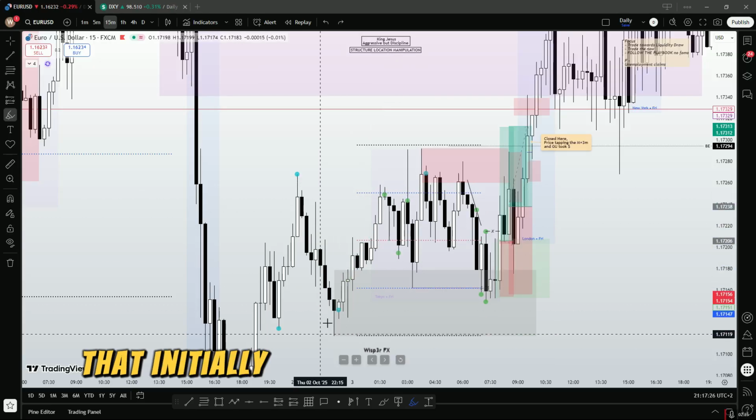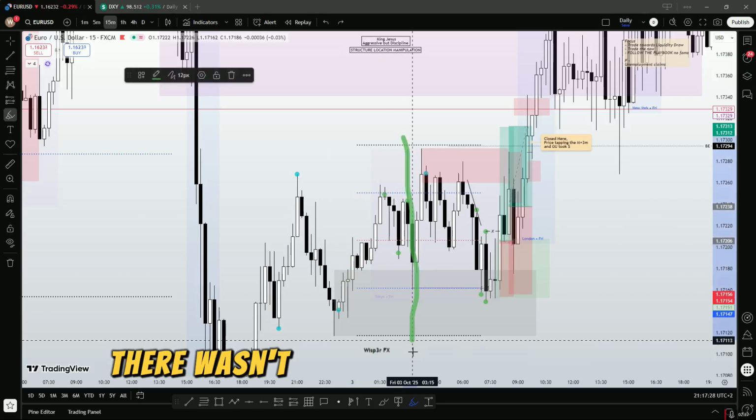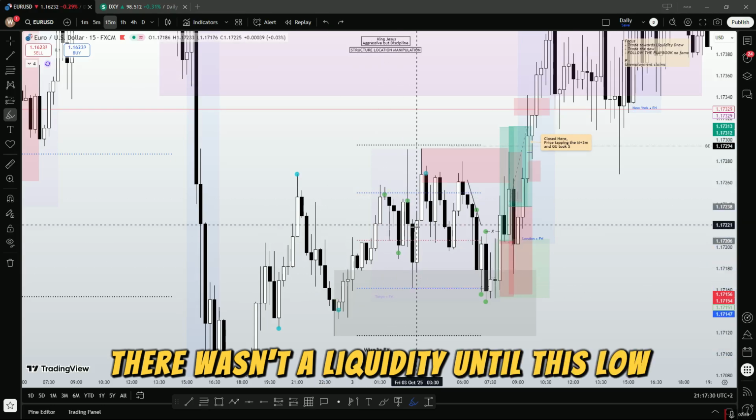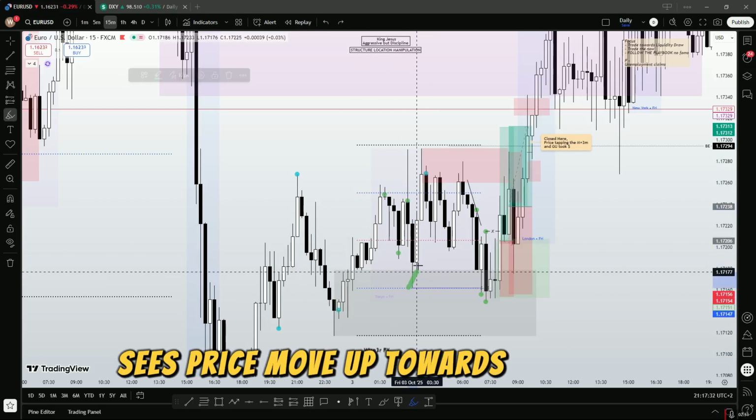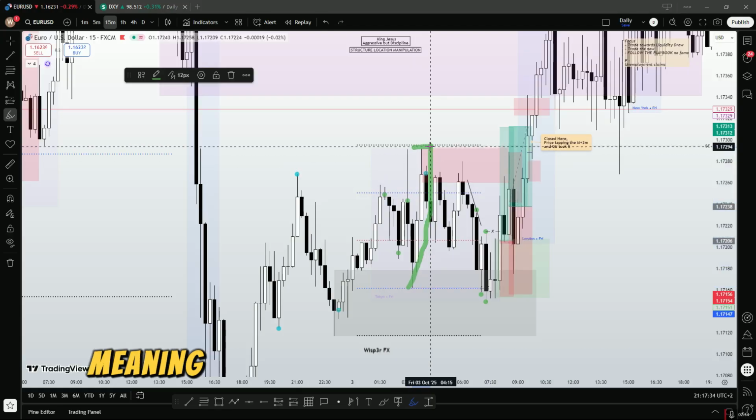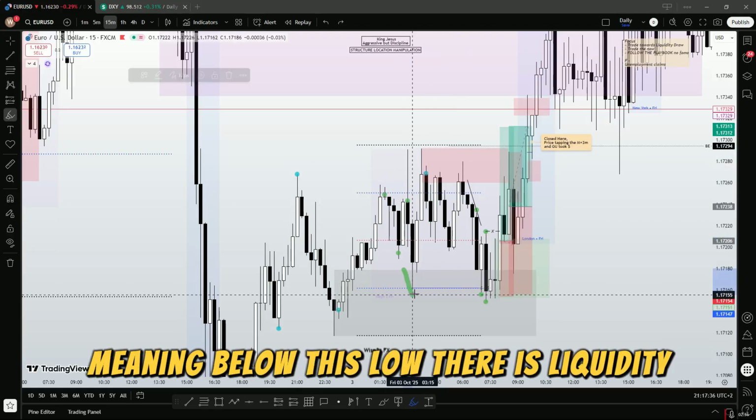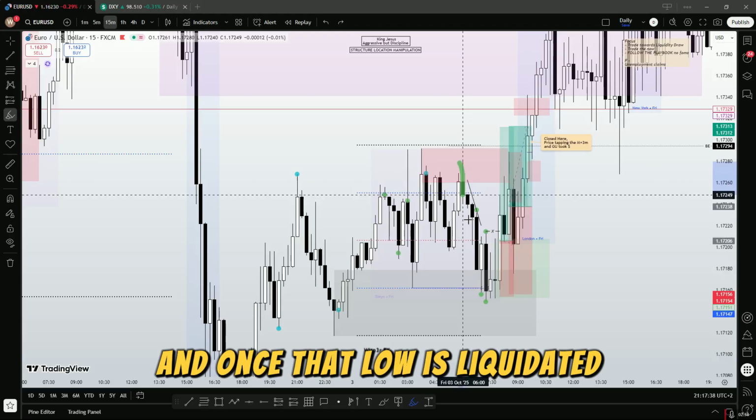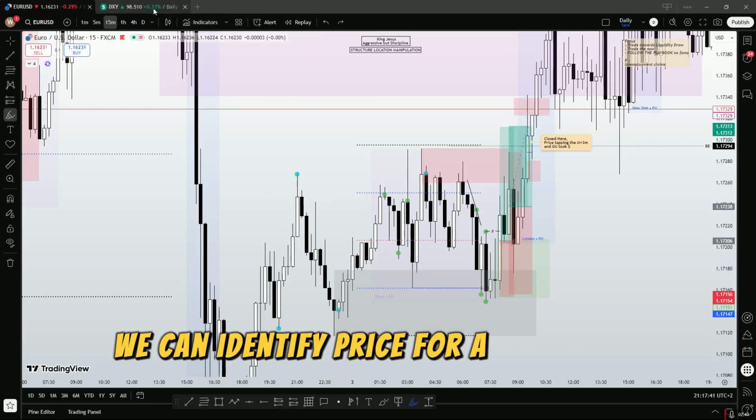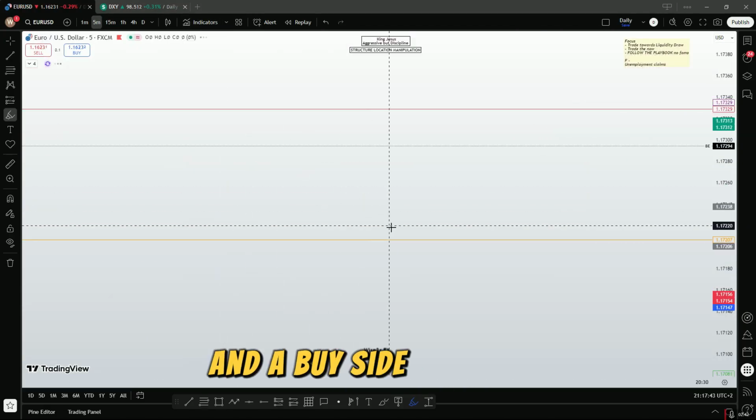to sell? That initially, if you look towards the left, there wasn't liquidity until this low sees price move up towards this high, meaning below this low there is liquidity, and once that low is liquidated we can identify price for a change of character and a buy side execution.